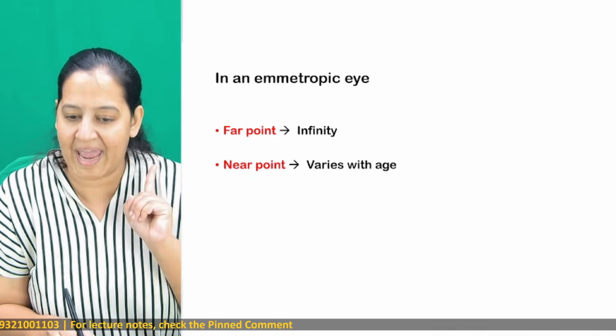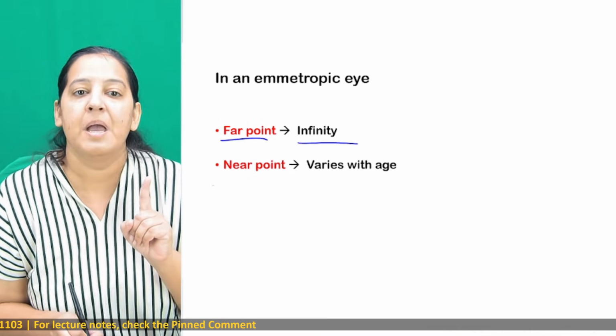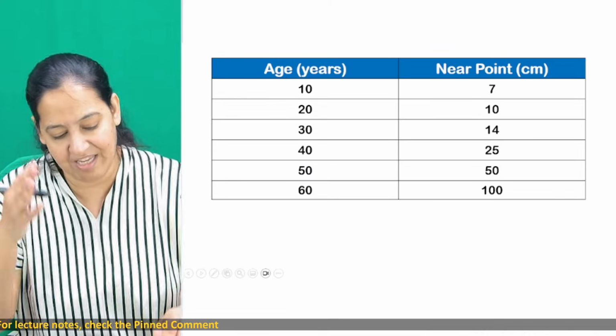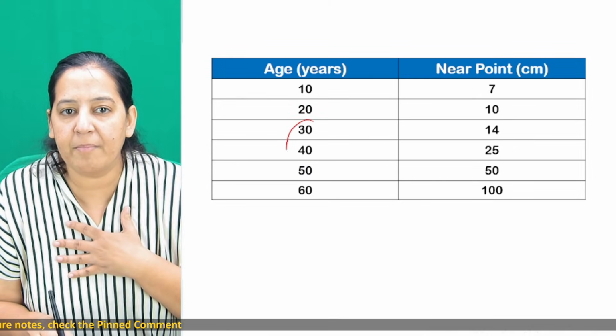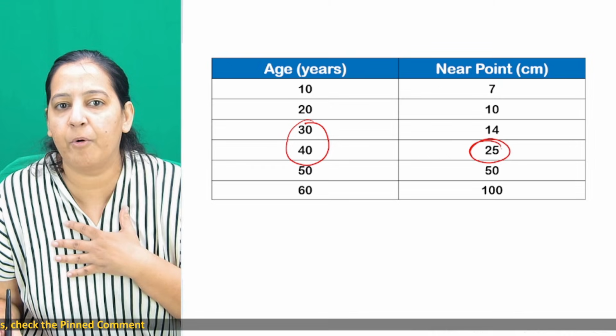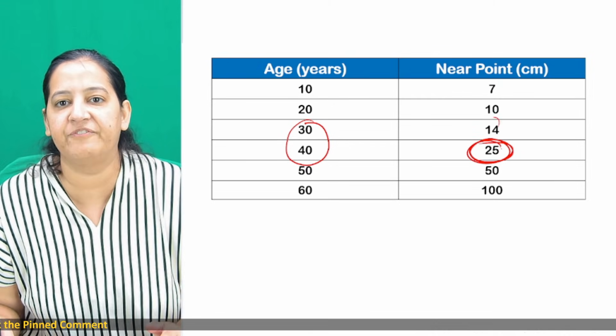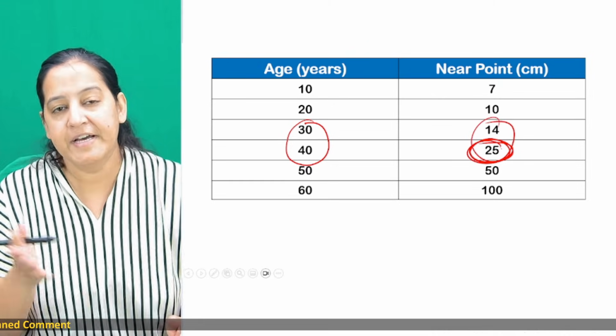So for a human eye, a healthy eye, the far point is at infinity, but the near point varies with age. I don't know your age, but I guess I'm coming in this range. My near point is somewhere between 15 and 25, so it depends on the age.